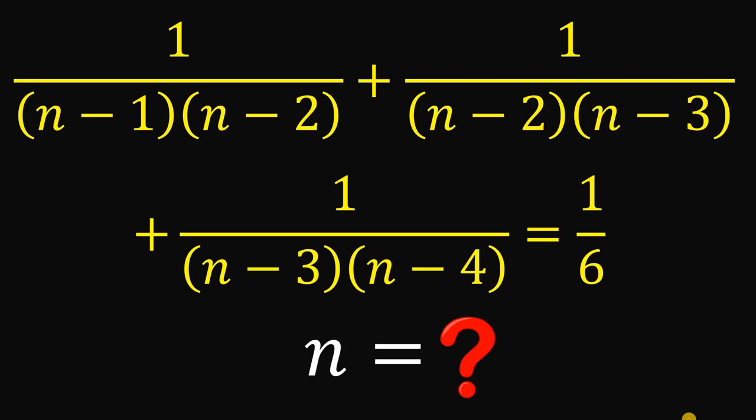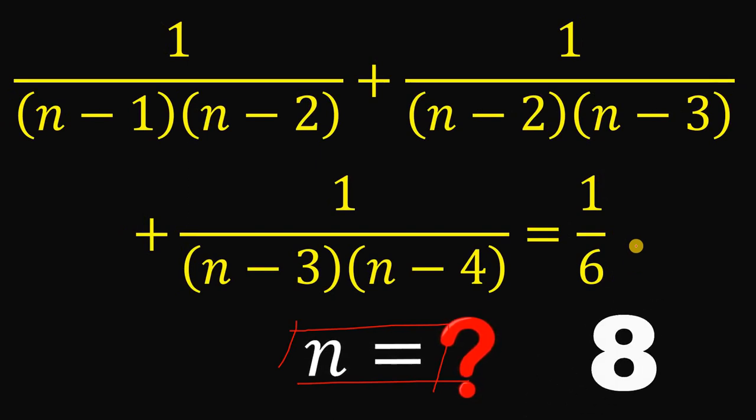Can you solve this math challenge? Here's the question. Solve for the value of n that satisfies this equation: 1 over (n minus 1)(n minus 2) plus 1 over (n minus 2)(n minus 3) plus 1 over (n minus 3)(n minus 4) equals 1 over 6. So you can pause this video if you want to give this problem a try.